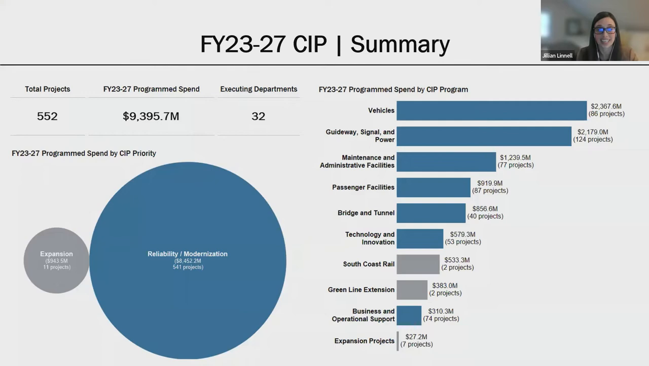On the right-hand side, you can see overall priorities as reflected by program size, which demonstrate an ongoing commitment to investing in the MBTA's vehicle and guideway, signal and power assets, followed by the agency's maintenance and administrative facilities.